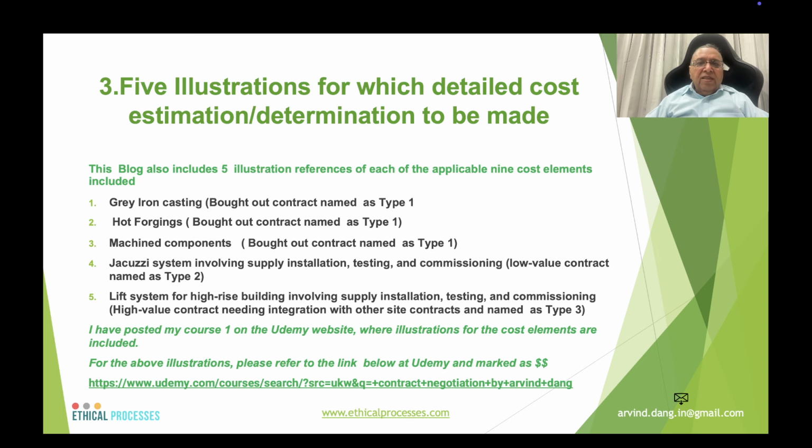The 5 illustrations which are there: the references are for grey iron castings, hot forgings, and machine components, each one being type 1, a jacuzzi system involving supply, installation, and testing as type 2 low value, and a lift system for a high rise building titled as type 3. I have posted one of my courses on the Udemy website where illustrations for the cost elements are included. For the above illustrations, please refer to the link given below.